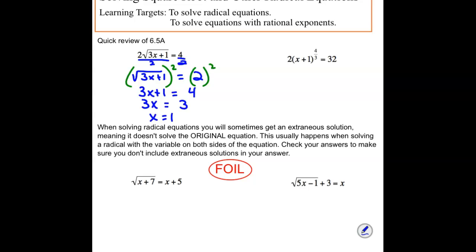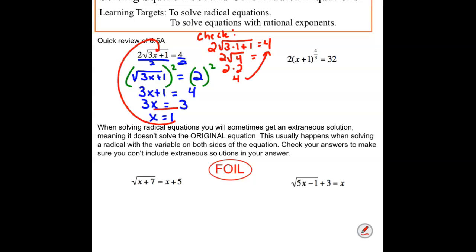And remember yesterday we said we should really check those answers. So we're going to put a 1 back in here for our x and check it. All right, so simplifying inside our square root, 3 times 1 is 3, plus 1 is 4. The square root of 4 is 2, and 2 times 2 gets us a 4. So it does work.